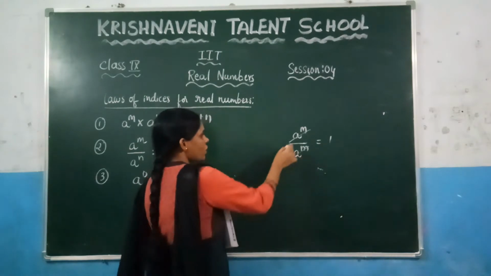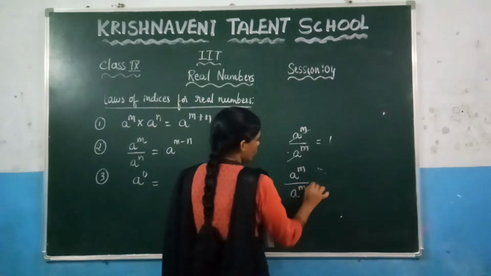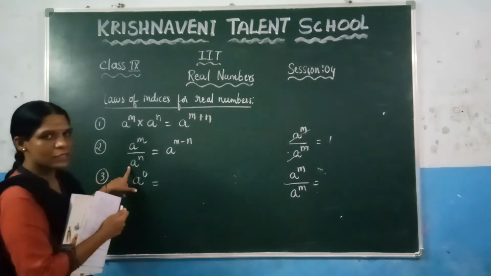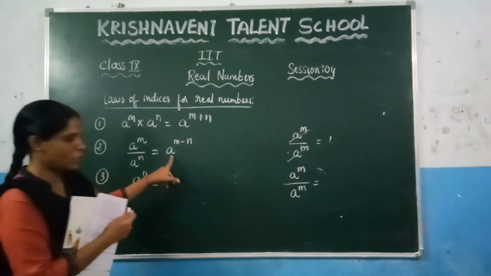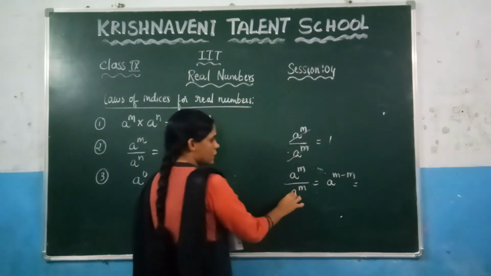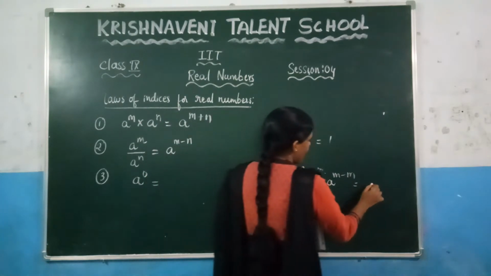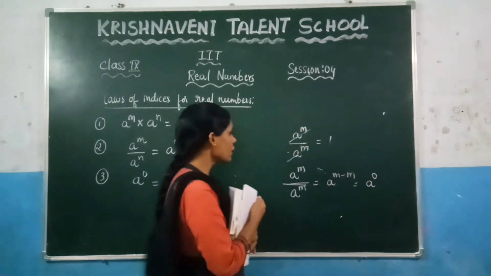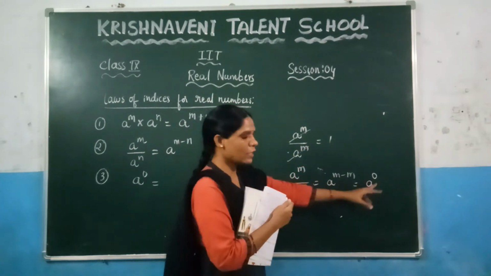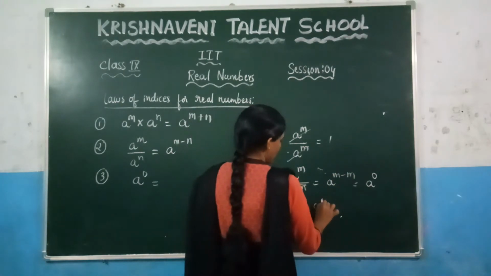So here, let us solve this one in a different way. Consider a power m by a power m. You know that it is in the form of a power m by a power n. Here you can observe that the bases are same, so you can apply this law of exponent here. So what we get here, a power m minus n. Since the bases are same and we are dividing, you need to subtract the powers. So a power m minus m is nothing but a power 0. So here we took a power m by a power m, we got 1, and we took again a power m by a power m, we got a power 0. Since these two are equal, we can equate those two also. So what we get here, a power 0 is 1.